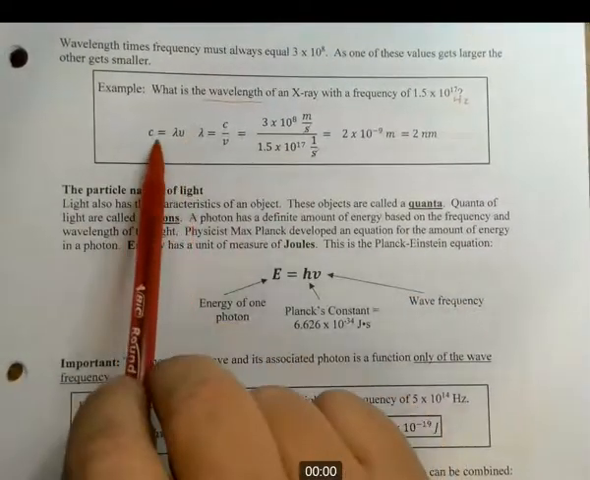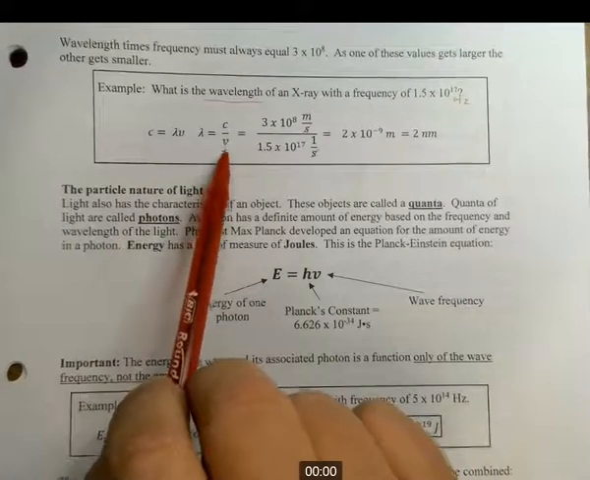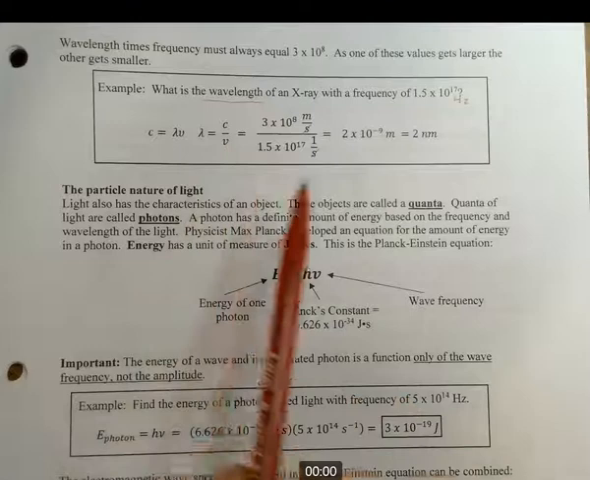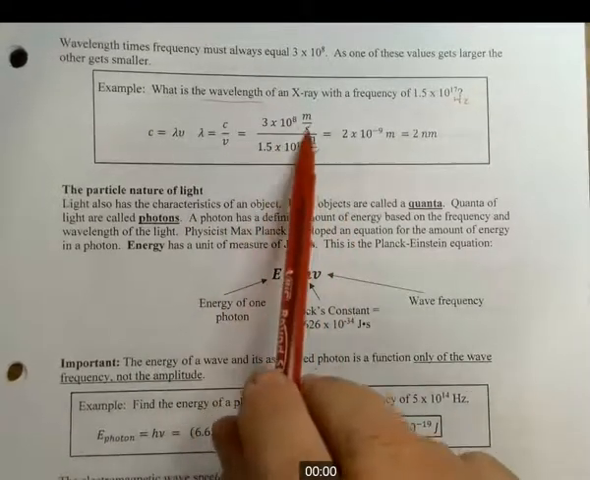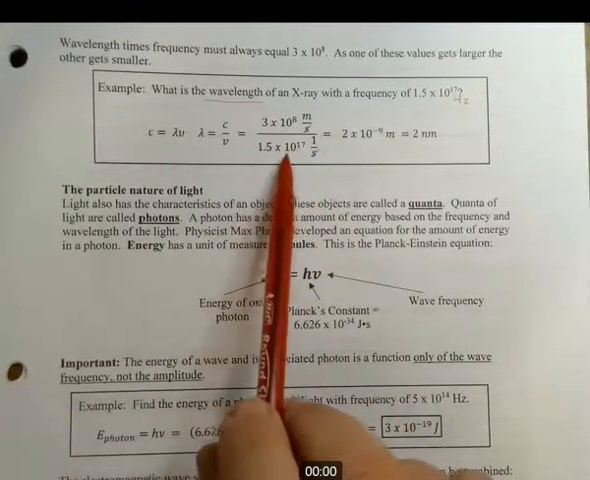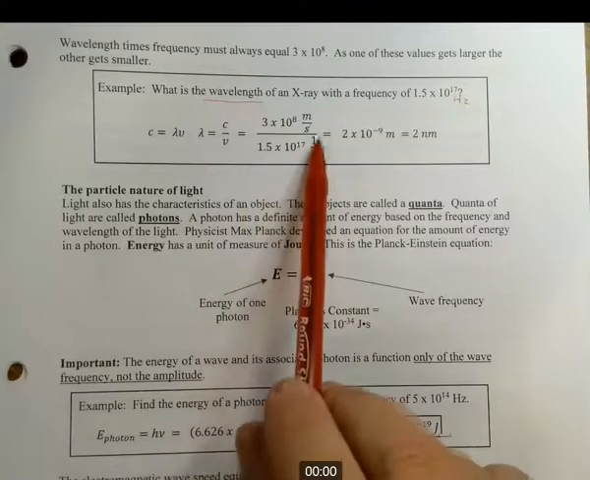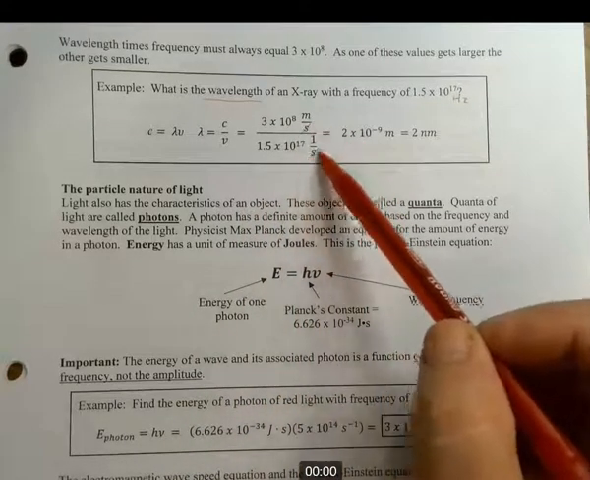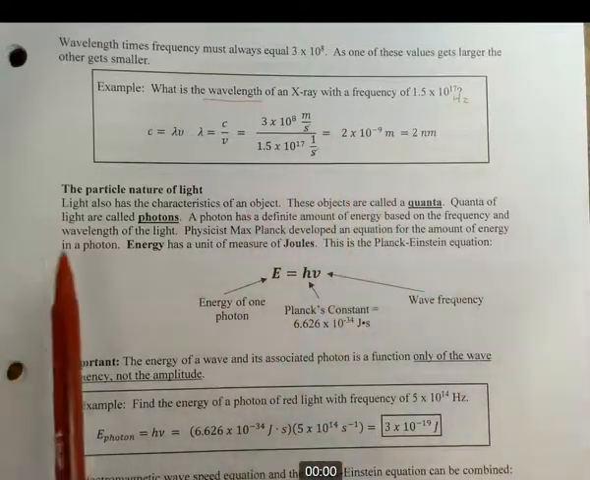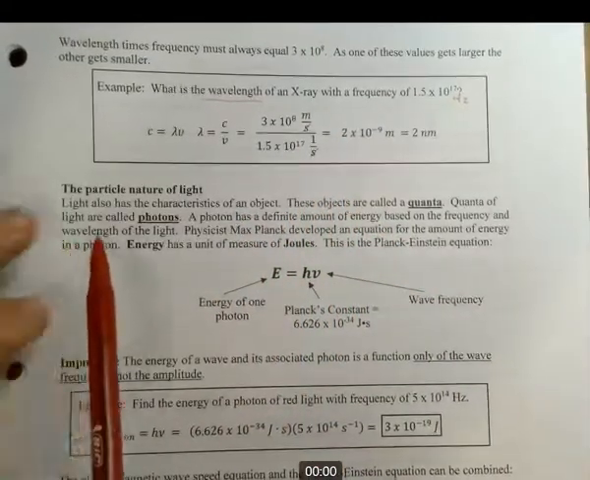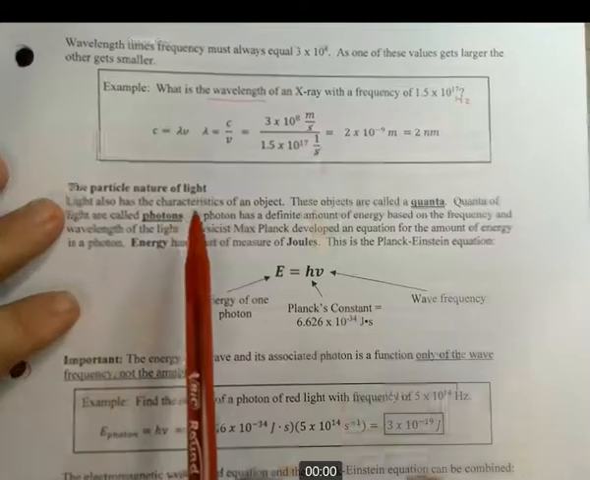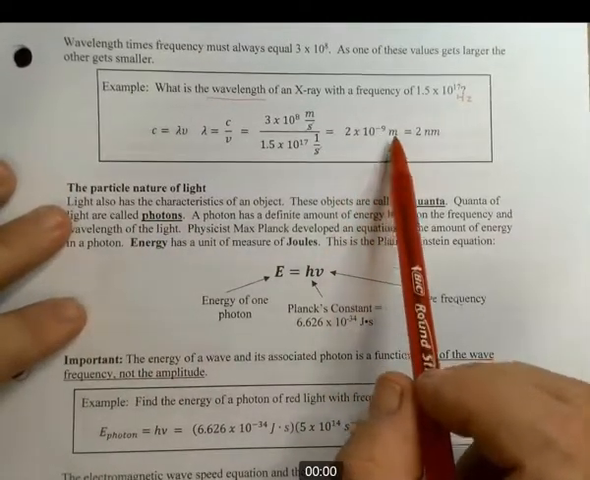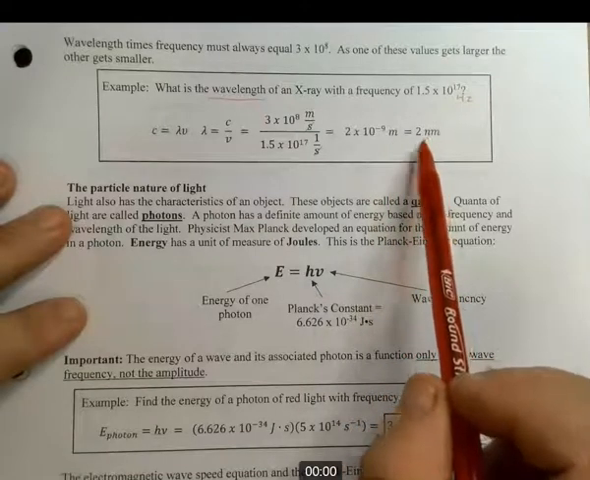So wavelength, if you just divide both sides by nu, you'll get wavelength equals the speed of light over nu. So it's 3 times 10 to the 8 meters per second over 1.5 times 10 to the 17th 1 over seconds, inverted. So if you cancel the denominators of both of those, you end up with just meters, and that is a unit of measure of distance. And that's going to give you 2 times 10 to the minus 9th meters, or 2 nanometers.